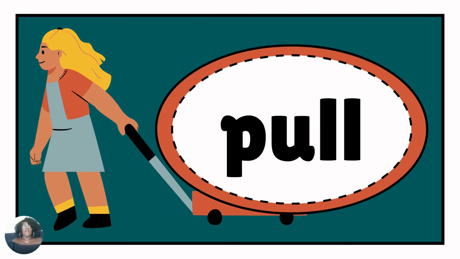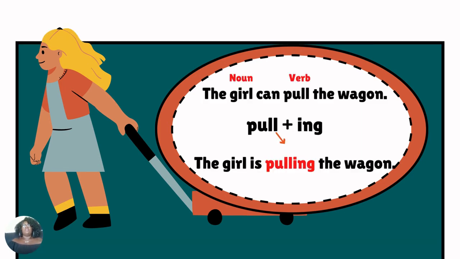Pull. Again, pronunciation, pull. Next slide. Our sentence, the girl can pull the wagon. Girl is the noun. Pull is the verb. Pull describes what the girl can do. Pull plus ing becomes pulling.